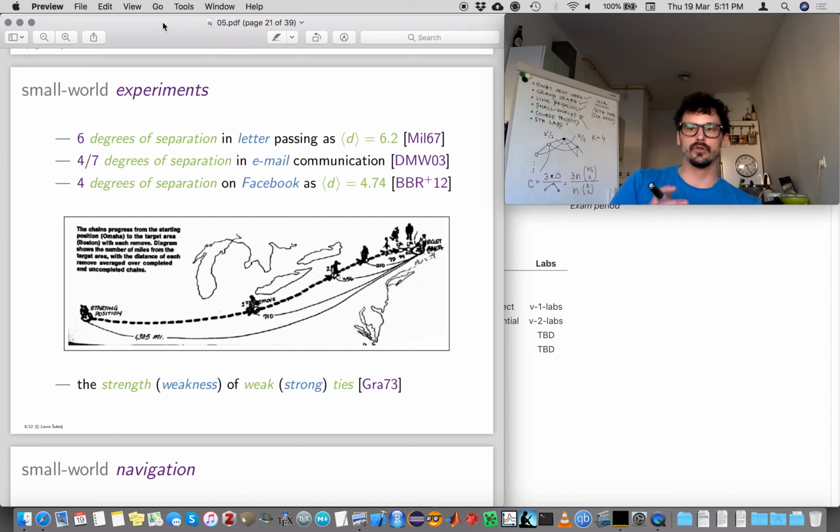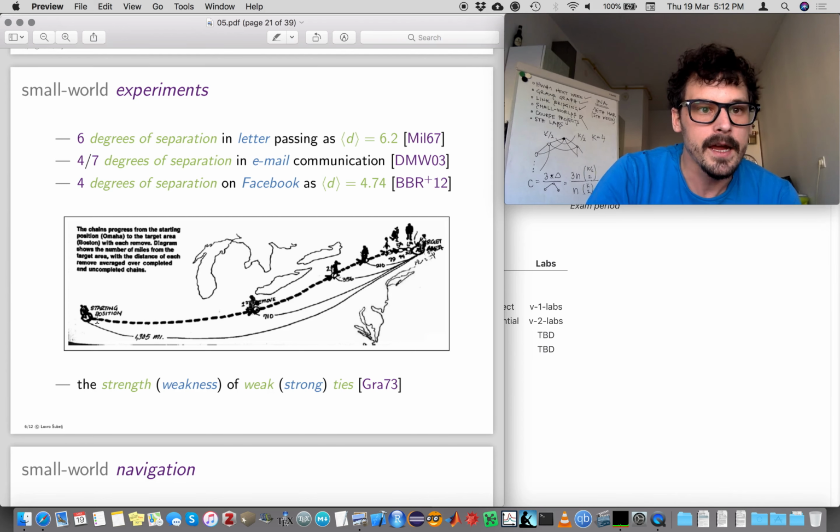But you were not allowed to forward the letter to the stockbroker immediately. You are only allowed to forward or send the letter to a person that you know on a first name basis, so a friend of yours or something like that. In that way, this letter is traversing your social network. And here is a picture kind of showing how most of these letters reach their target. So notice that mostly the letters did one big step at the beginning, and then the steps became shorter and shorter until they reached the stockbroker.